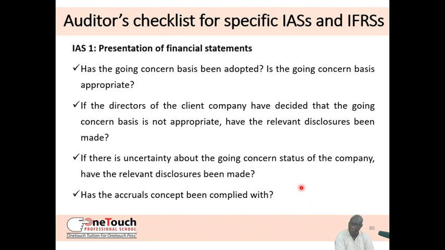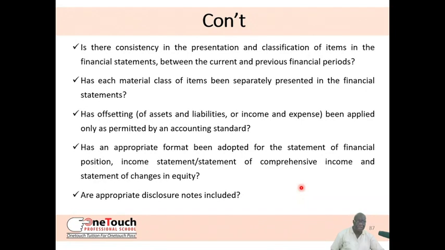So all these questions must be answered before you conclude: has the accruals concept been complied with? Is there consistency in the presentation and classification of items in the financial statements between the current and previous financial periods? Has each material class of item been separately presented in the financial statements? All these are the questions you have to ask yourself. Has offsetting of assets and liabilities been applied only as permitted by an accounting standard? Has an appropriate format been adopted for the statement of financial position, income statement, and the rest? Are appropriate disclosure notes included?